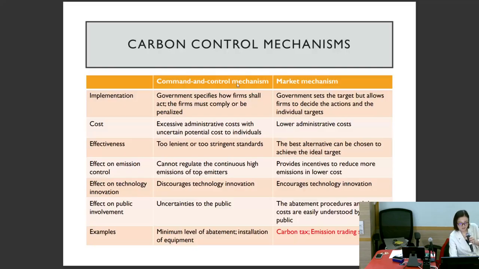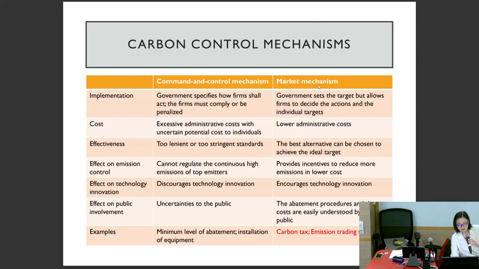So for the command and control mechanism, for the implementation, the government specifies how firms shall act, and the firms must comply or they will be penalized. Another example would be the emission of air pollutants from vehicles. Maybe the government would mandate that every vehicle should install some equipment or apply some technology to reduce air pollutants from the exhaust. Everyone must follow, otherwise you will be offending the law and be penalized.